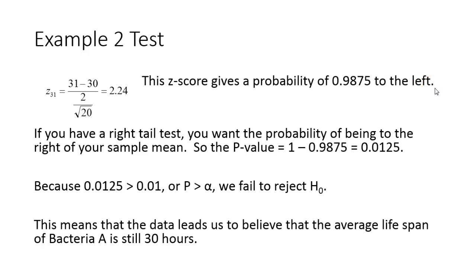The z-score table always gives us the amount or the probability to the left. So if we have a right tail test, we want the probability of landing to the right of 31. Okay? So this is the chance of landing to the left of 31. We're looking for landing to the right of 31 since our alternate is greater than 31. So we'd subtract that from 1, so the chance of landing to the right of 31 is 0.0125, and that's our p-value. Our p-value is greater than the level of significance, so we fail to reject the null hypothesis, which means we still believe the lifespan is 30 hours.